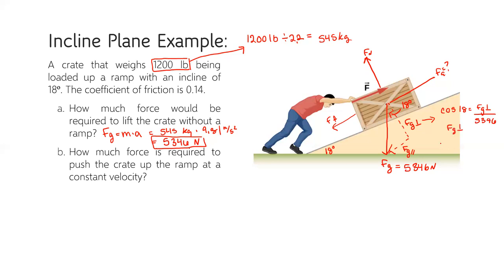Fg perpendicular. Now this ramp is not super steep, so most of the force due to gravity should be in the vertical direction.